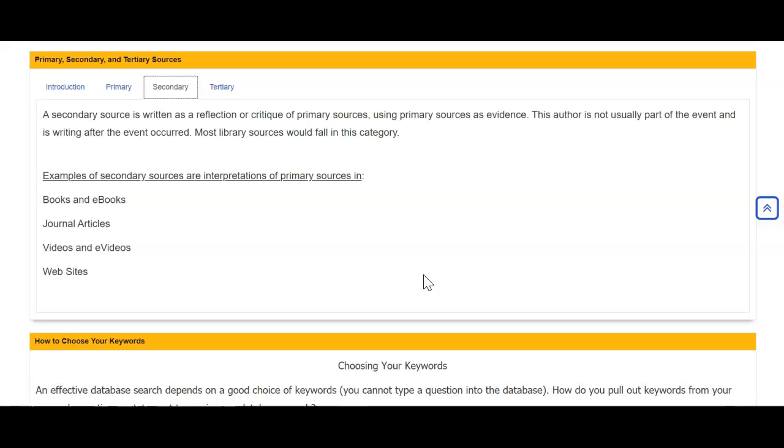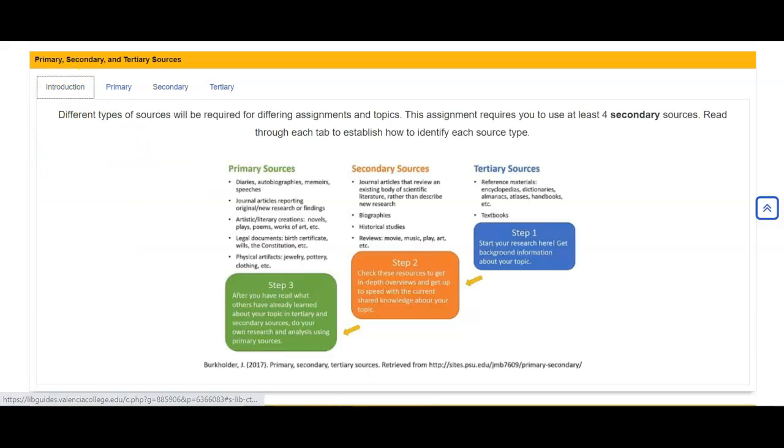So it's not someone writing it during the time or doing the original research. They're reading an account of an event or a research study and then writing about it. This is usually where most library sources fall. You'll see the most in-depth would be a primary source. So this is what people experience or have done research on.